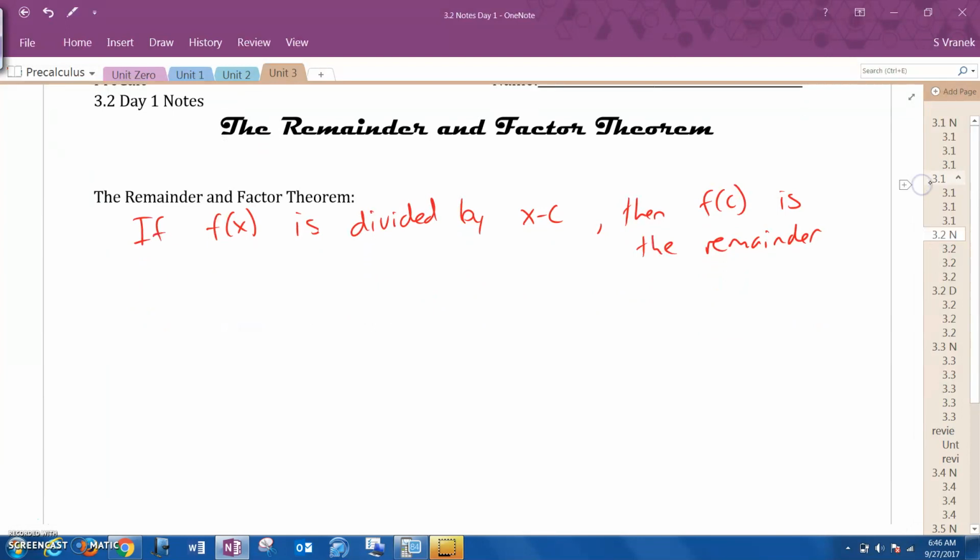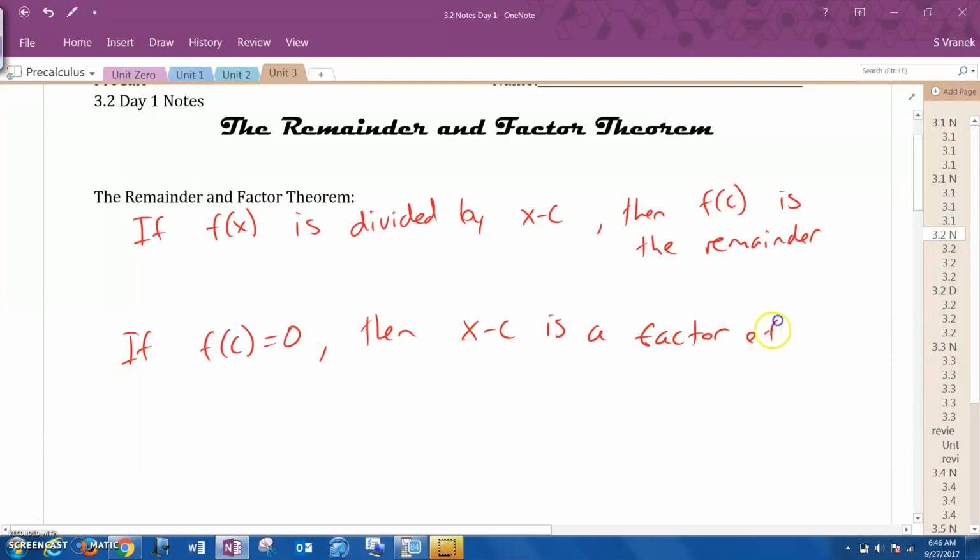So if I want to divide by x plus 2, I want to divide by negative 2, I put negative 2 into the equation, and whatever I get out would be the remainder if I divided by that. And then taking that a step further, if when you put the number in you get 0, then we know the x minus c is a factor of f of x. So we can then factor the equation.